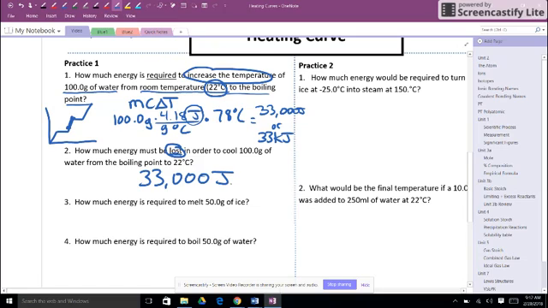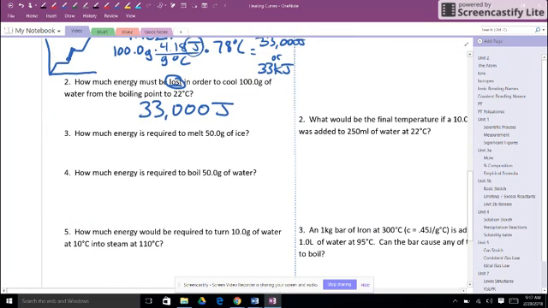33,000 joules are required to be removed in order to cool it from 100 to 22. Okay, now the next question here. How much energy is required to melt 50 grams of ice? I don't even see a temperature change mentioned here. So I know that I am dealing with this process right here, this one line right here, the melting line.